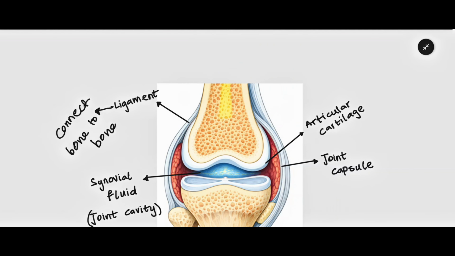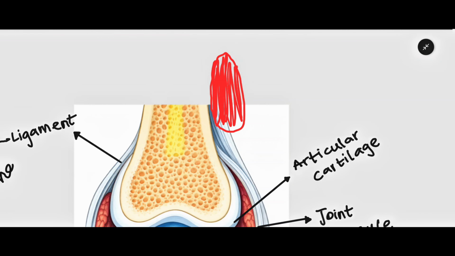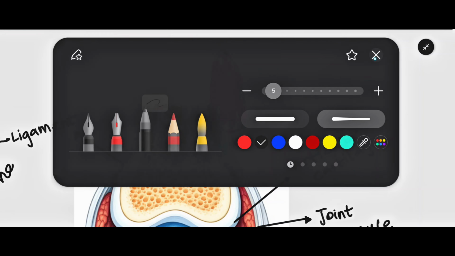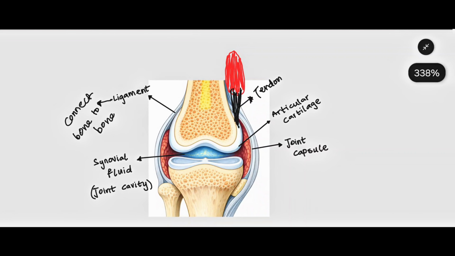So if we were to imagine that we had a muscle somewhere up here, got a muscle right here. That muscle would be connected to this bone via a tendon. So let's just say this is our tendon. So that's what tendons do. They connect from muscle to bone. Meanwhile, ligaments connect from bone to bone.